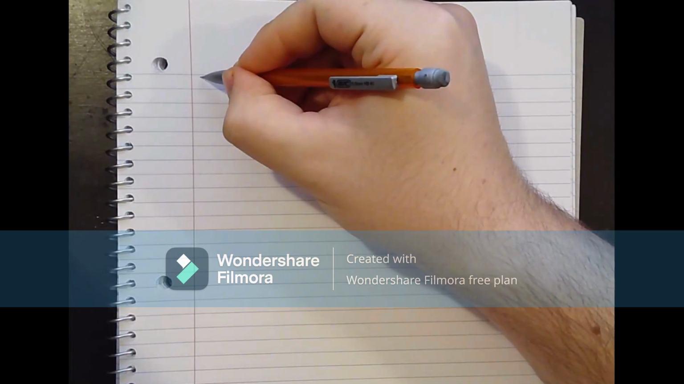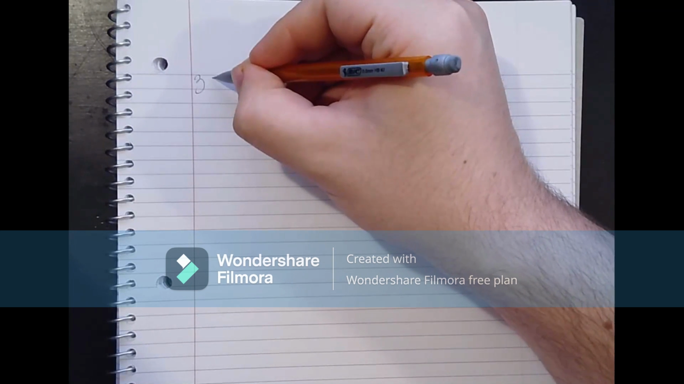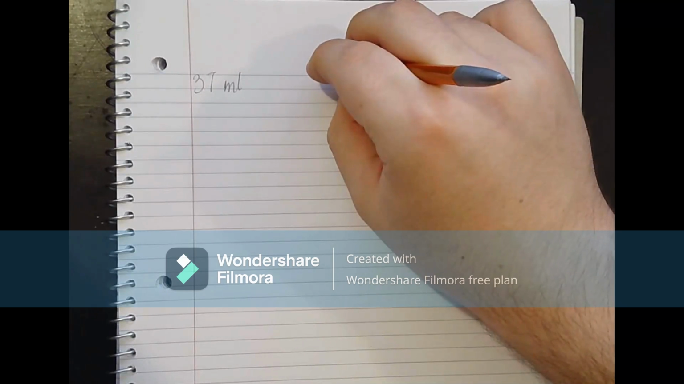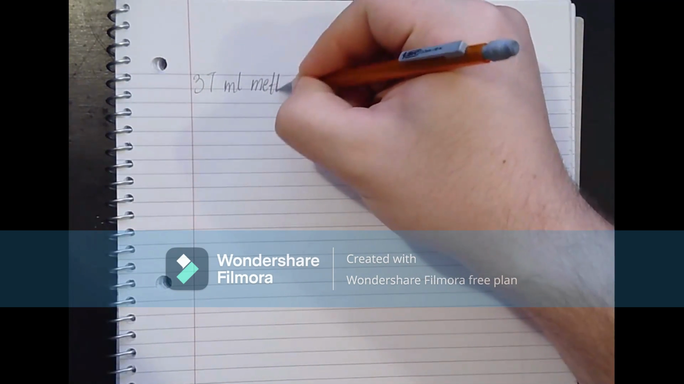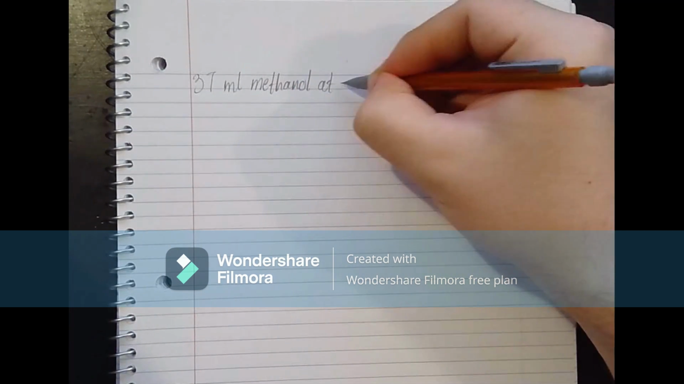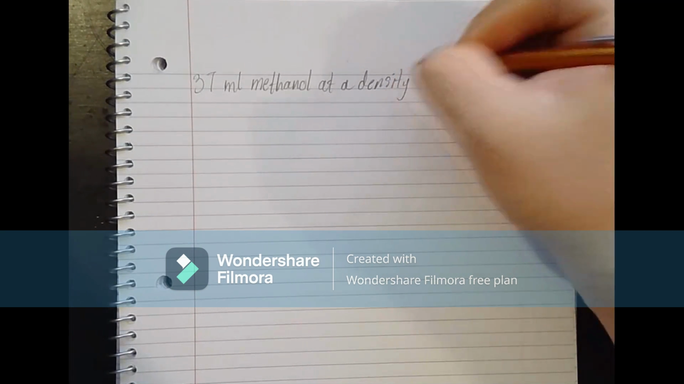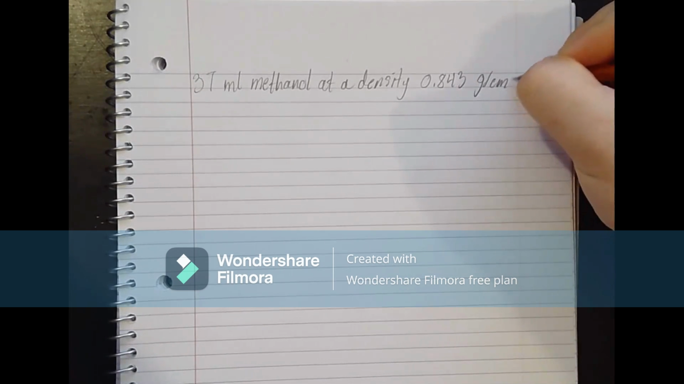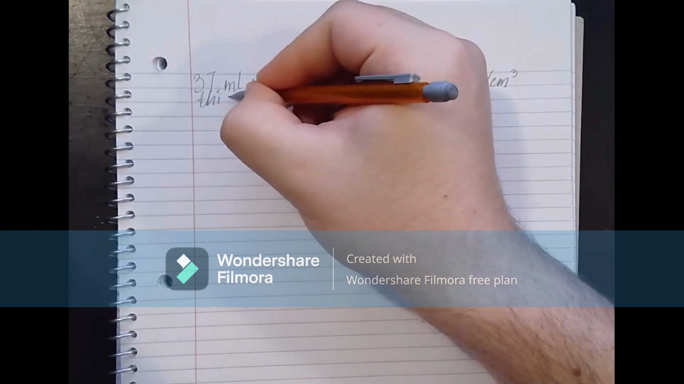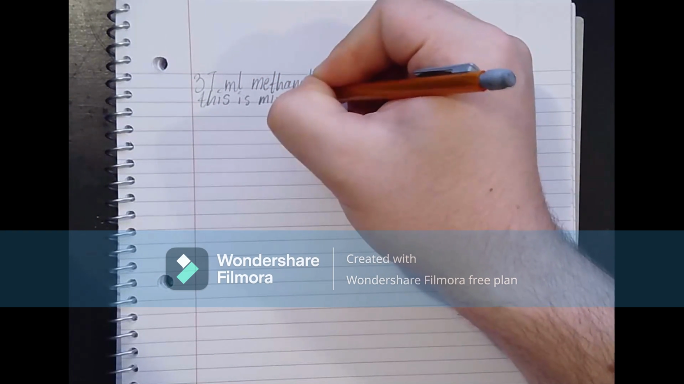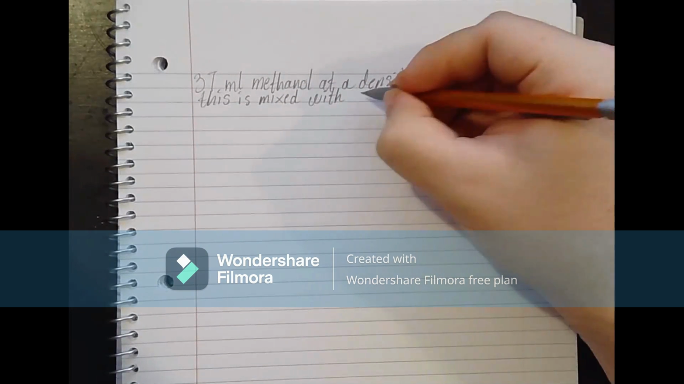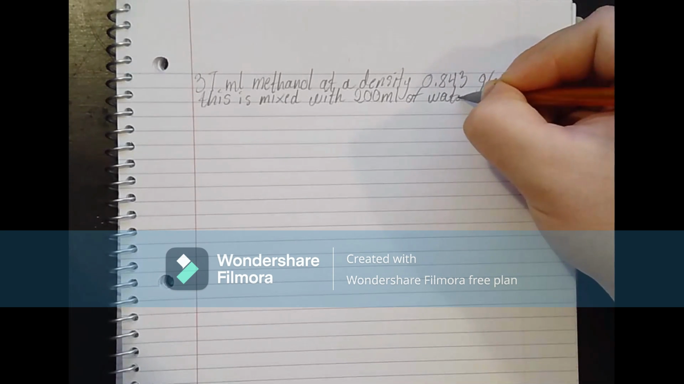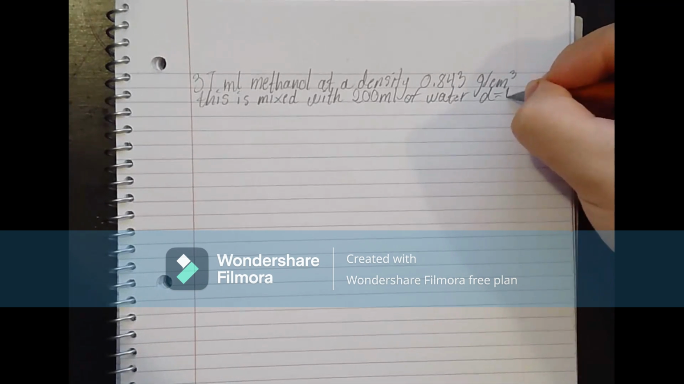For the next problem, we'll make it a bit more of a two-parter. So let's say we have this time 37 milliliters of, let's say, methanol at a density of roughly 0.843 grams per centimeter cubed. This is going to be mixed with about, let's say, 200 milliliters of water. Density being, let's just say, 1 gram a milliliter.